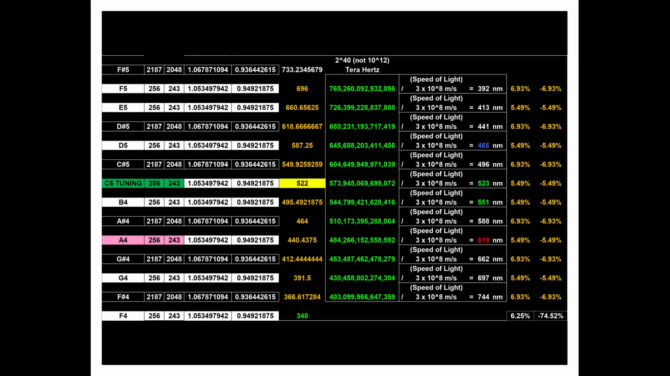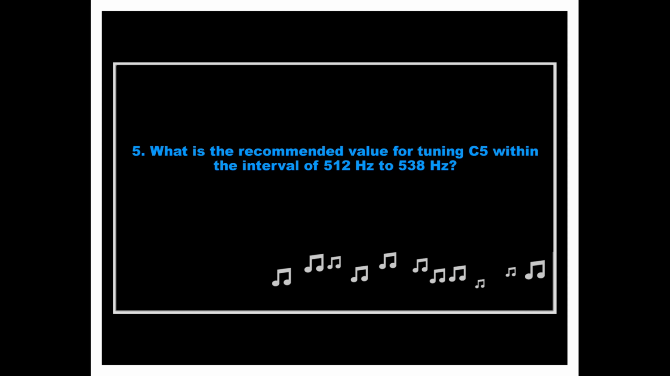Also, we talked about mapping light and sound in the first video, and here it is. If you're curious about RGB values for Pythagorean tuning, you would tune it to 522, which gets you an A value as close to 440 as one can get in Pythagorean tuning if we're tuning off of C. What is the recommended value for tuning C5 within the interval of 512 to 538?